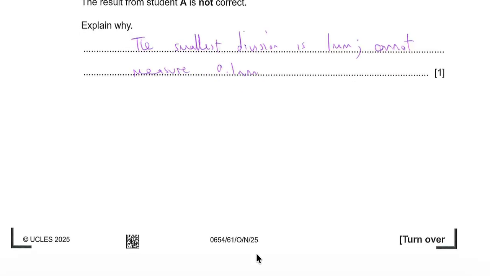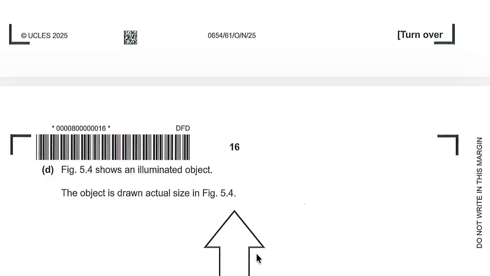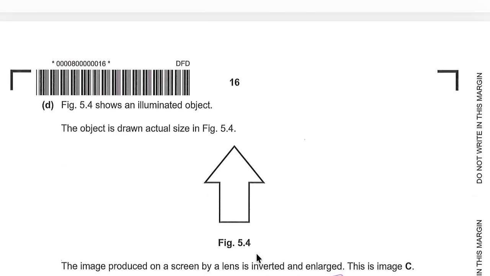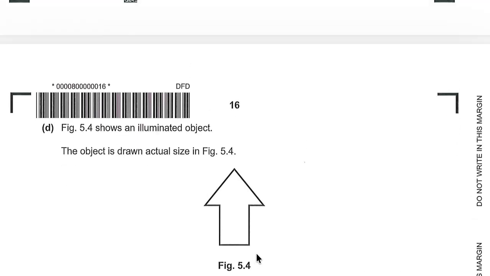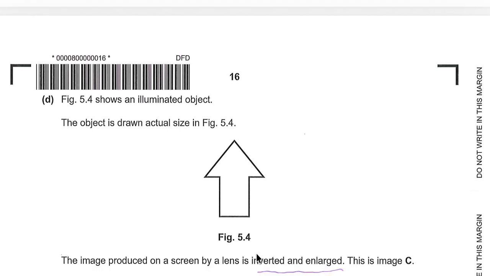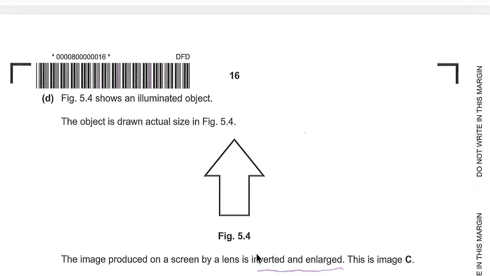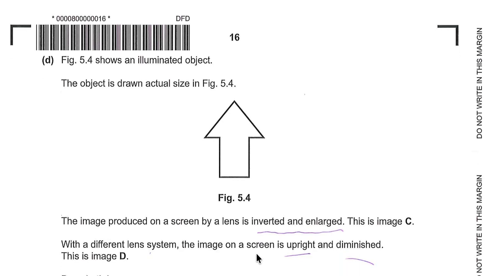All right, last one. Oh, I remember this. There's a blank page for some reason. There we go. And then the last one, we've got an illuminated object. This is the object. What you've got here is the light shining through this thing, and here's the object there. It tells you something quite nice. The image of the object produced on the screen is inverted and enlarged. That is image C. And then with a different lens system, the image is upright and diminished.